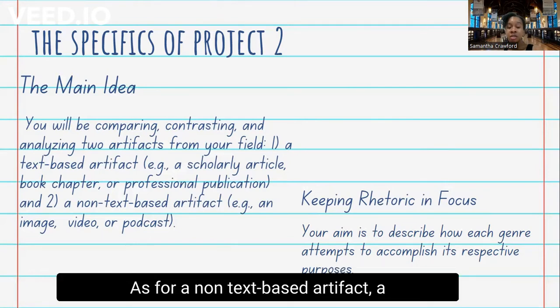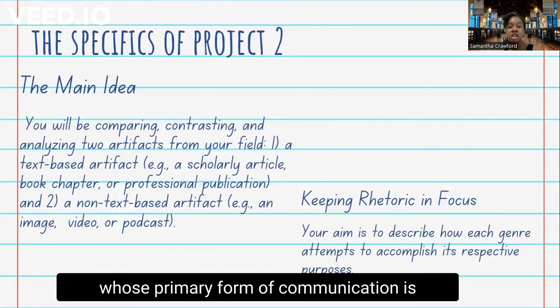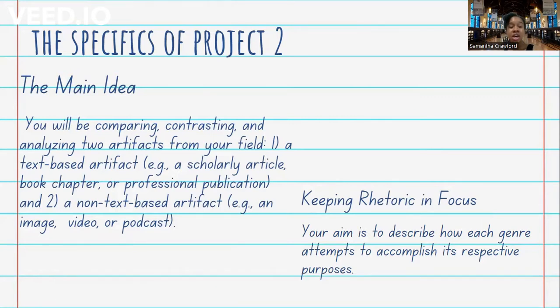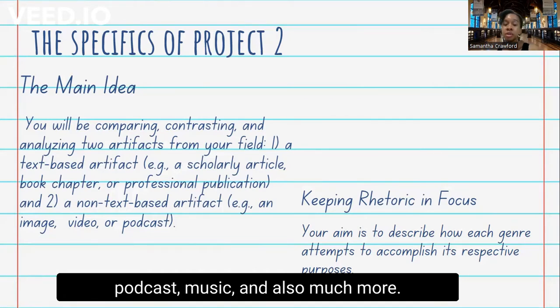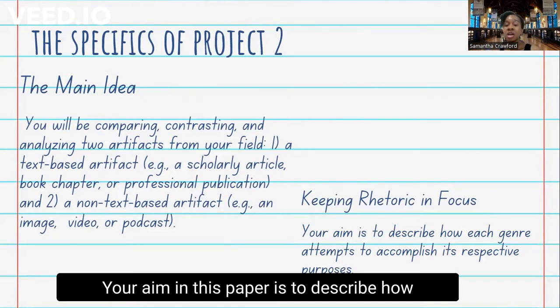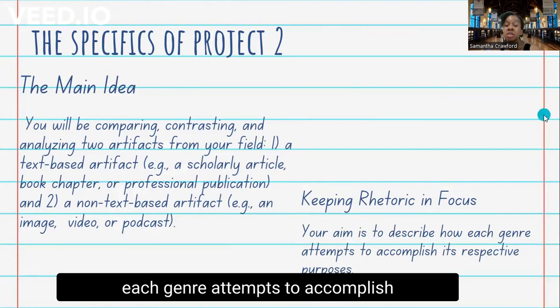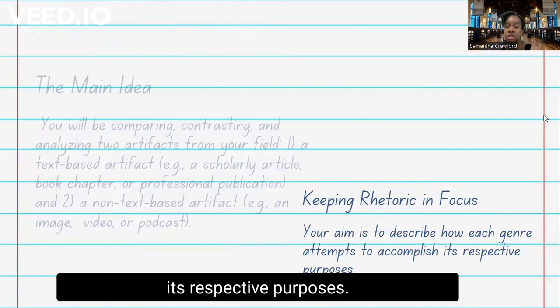As for a non-text-based artifact, a non-text-based artifact is an artifact whose primary form of communication is something other than written text. Examples include an image, a video, podcast, music, and also much more. At the same time, you want to make sure that you're keeping rhetoric in focus. Your aim in this paper is to describe how each genre attempts to accomplish its respective purposes.